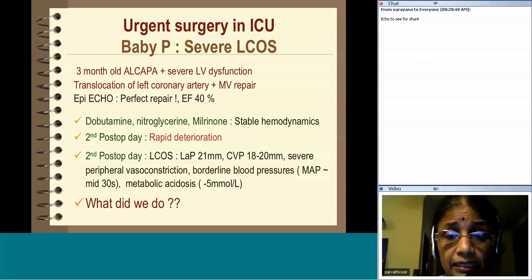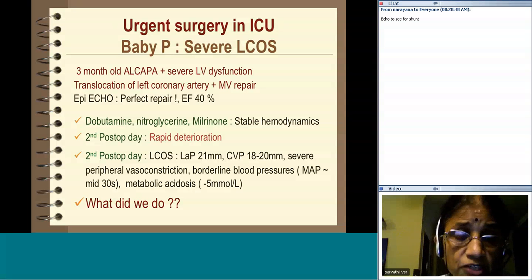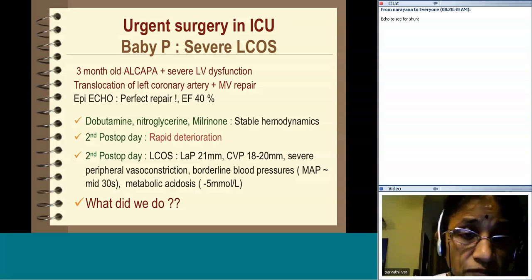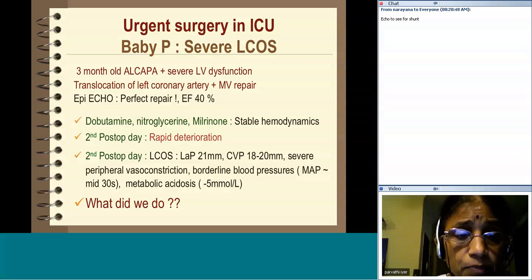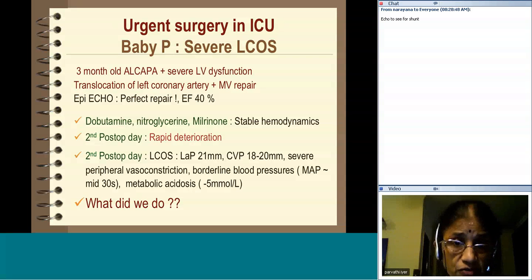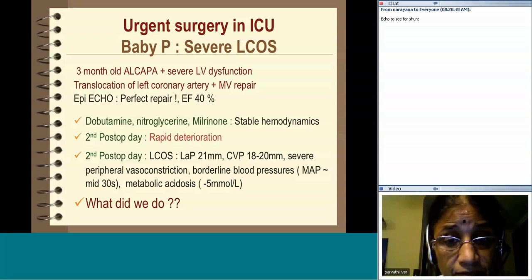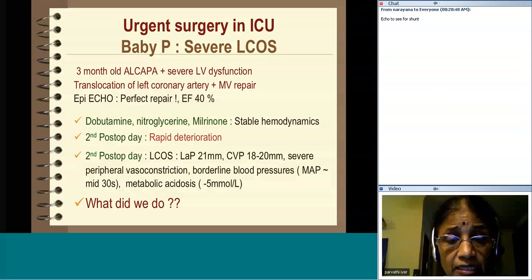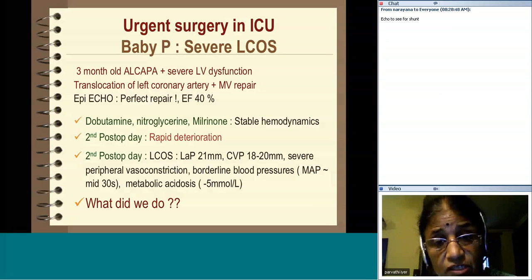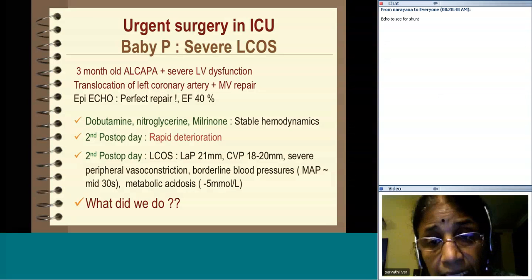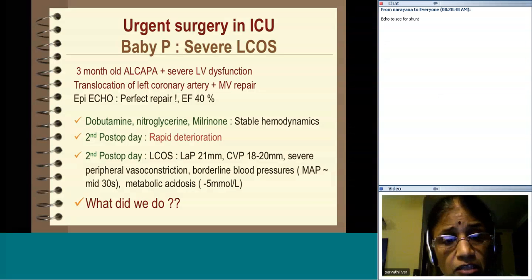Second post-operative day, rapid deterioration. What happened? Left atrial pressure, there were surges, 10, 20, then more sustained elevations of left atrial pressure, increased central venous pressure, severe peripheral vasoconstriction, and subsequently borderline blood pressures with increasing metabolic acidosis. That we should have prevented this. This is established low output state.